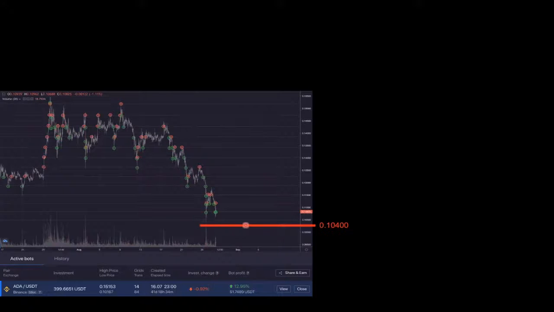So this is the price at which you will minimize your losses. Below that price, you won't be affected because you canceled your trade at that point. So by that, you minimize your losses.